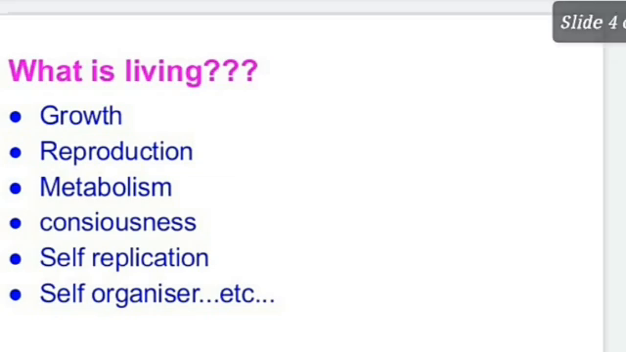Now, the next question that arises is, what is living? Is breathing the only characteristic of living? Definitely not. When we try to define living, we look for distinctive characteristics, that is, growth, reproduction, metabolism, consciousness, self-replication, self-organization, etc. When we come to growth, all living organisms grow.